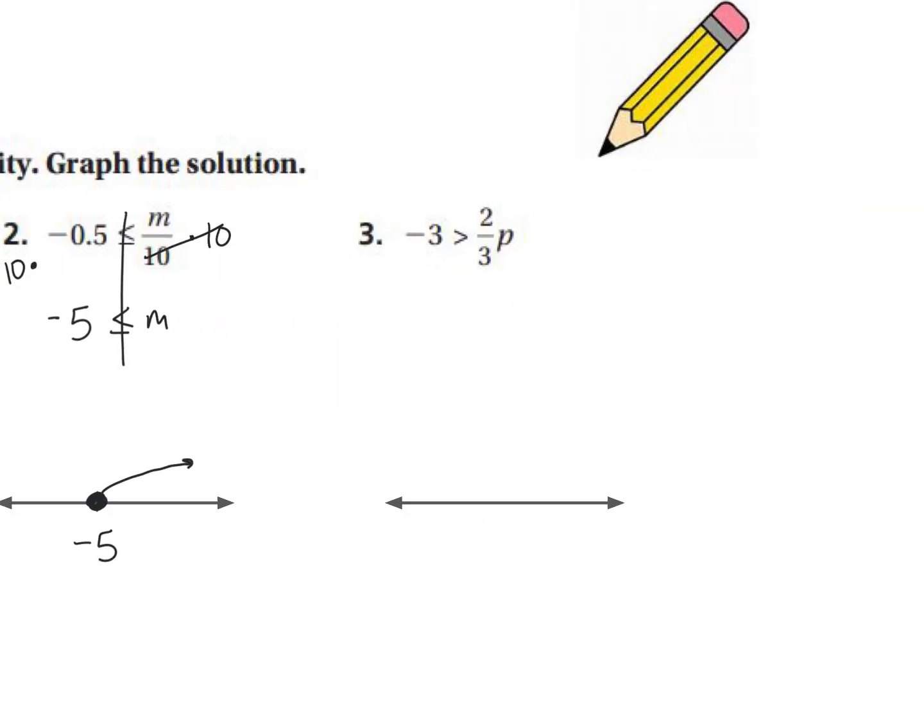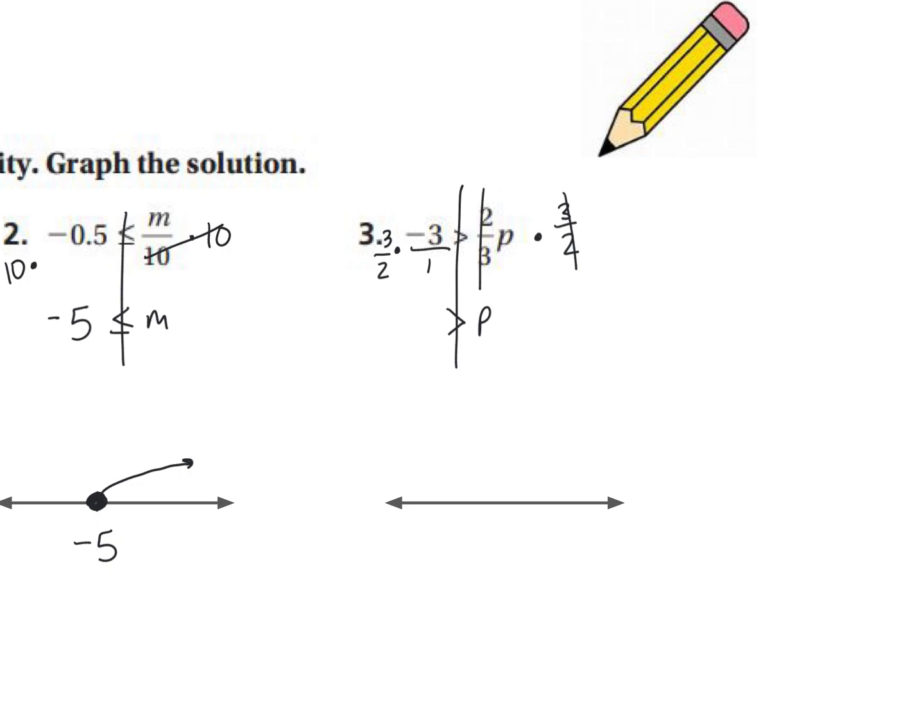Last one here, number 3. I see a fraction attached. I'm going to make this over 1 since I know I'm going to be dealing with fractions. To get rid of 2/3, I need to multiply it by its reciprocal. The reciprocal of 2/3 is 3/2. On the other side, I'm going to multiply over here by 3/2. These cancel out. I'm left with p. And then I'm going to keep my sign the same because I'm not multiplying or dividing by a negative.